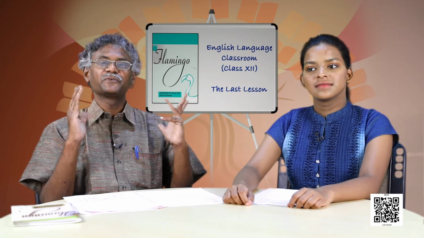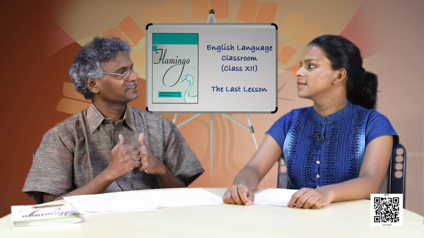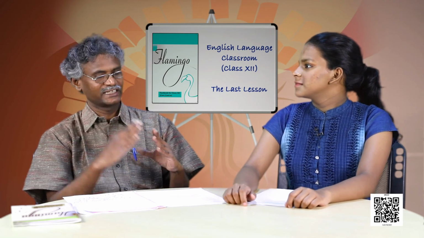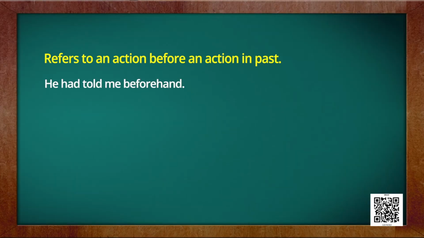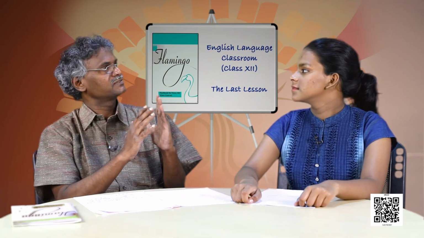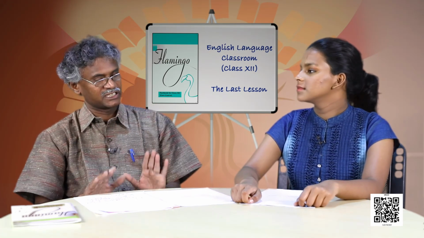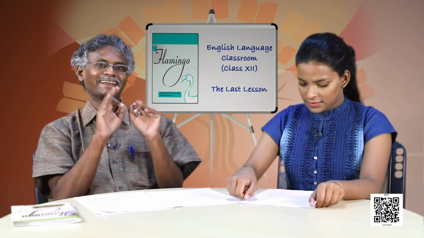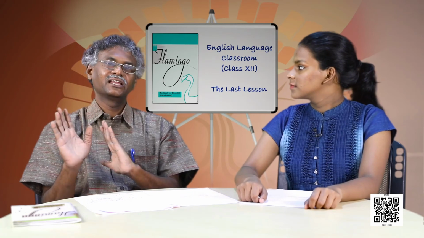He had told me beforehand. You may ask a question: can I use past perfect only in a sentence? So here are some examples for you. He had told me beforehand means before something else happened. It had happened before I joined. So there are two ways we can say it: an action which will be followed by an action in the past. It appears on your screen with an example. When I reached the station, the train had already left.